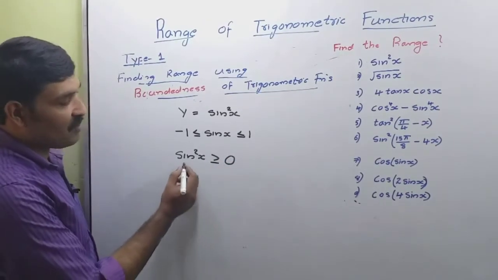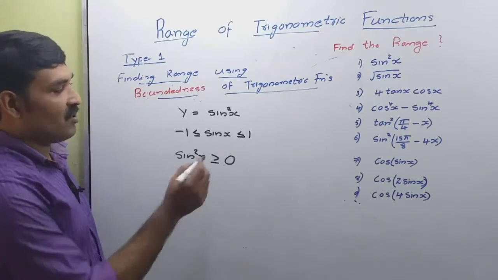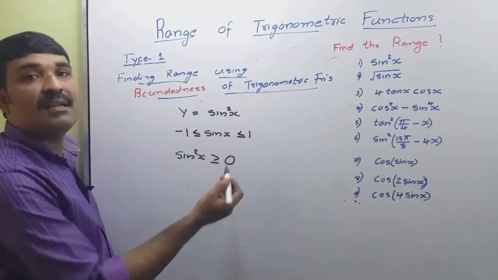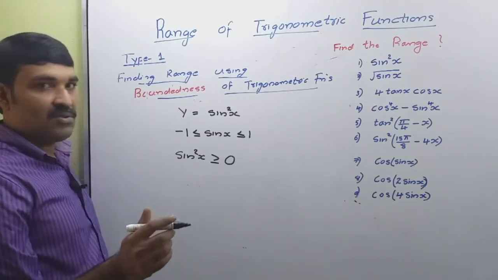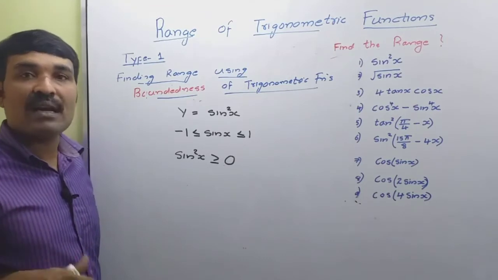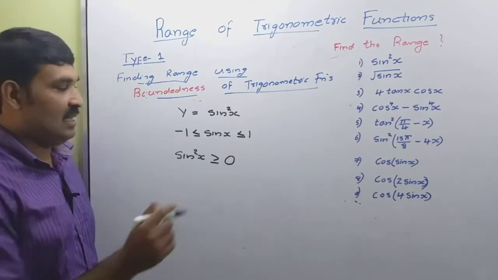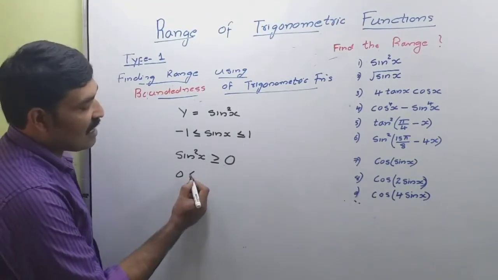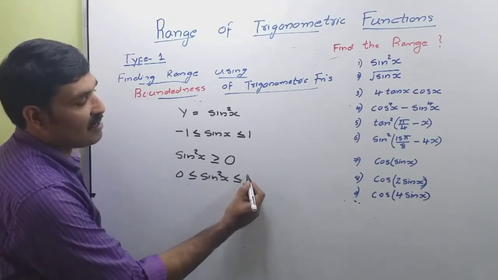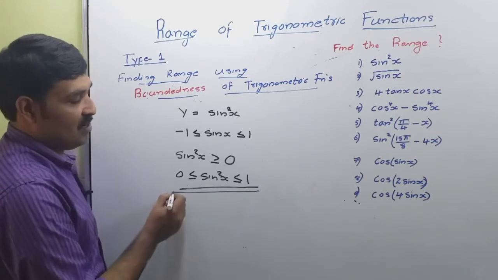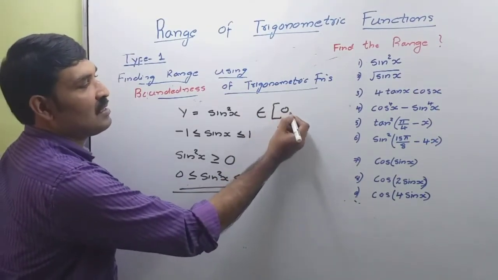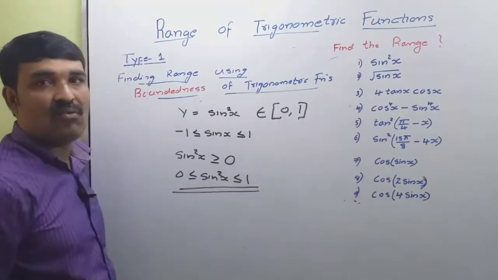So the range of sine square x is greater than or equal to 0 and less than or equal to 1. The square of a function never becomes negative. Square is always a positive quantity. That means 0 is less than or equal to sine square x, which is less than or equal to 1. So the range of sine square x belongs to 0 and 1.